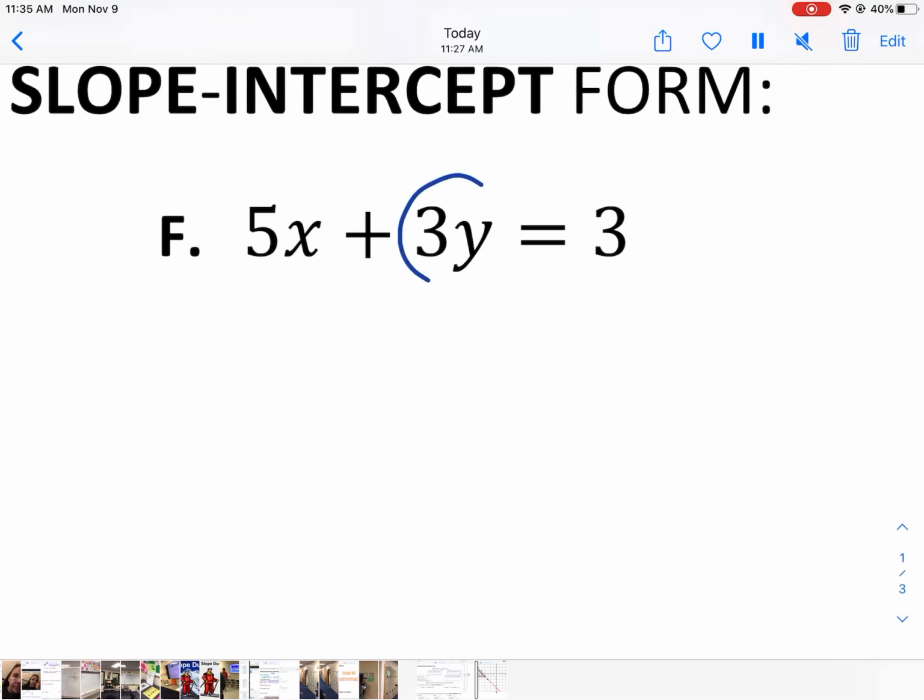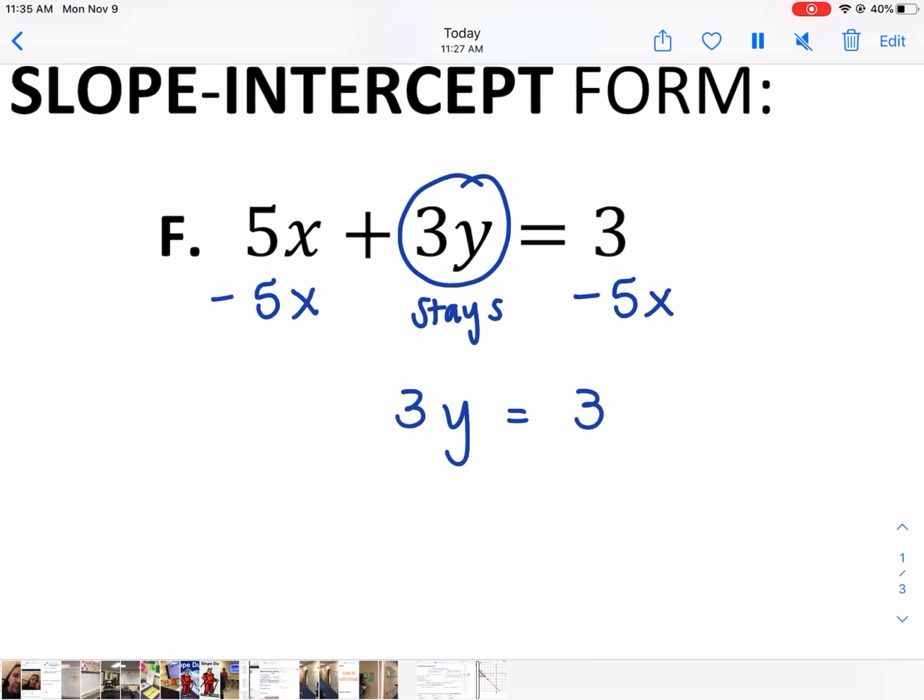Next up, 3y, leave it there. Don't touch it yet. All right, there's much more important things to take care of, like subtracting the 5x from both sides. We've got 3y equals 3 minus 5x.